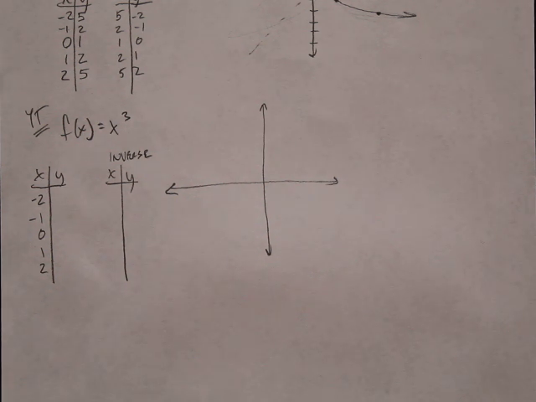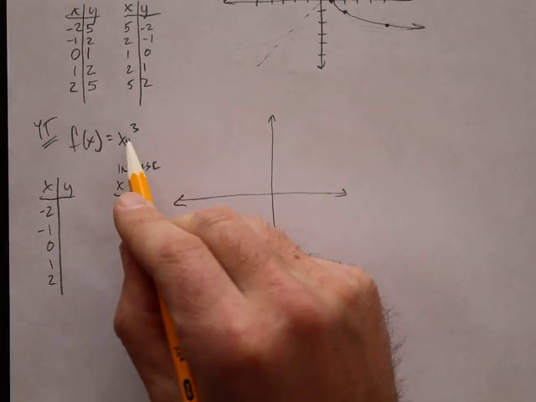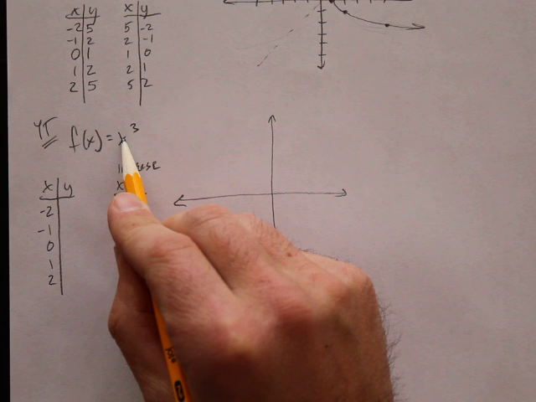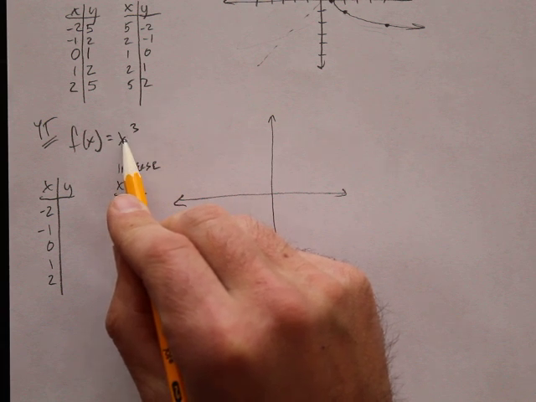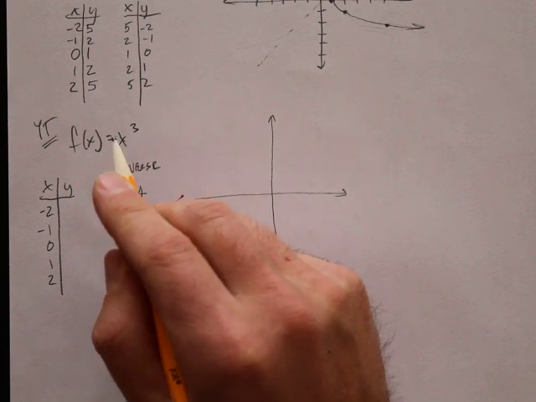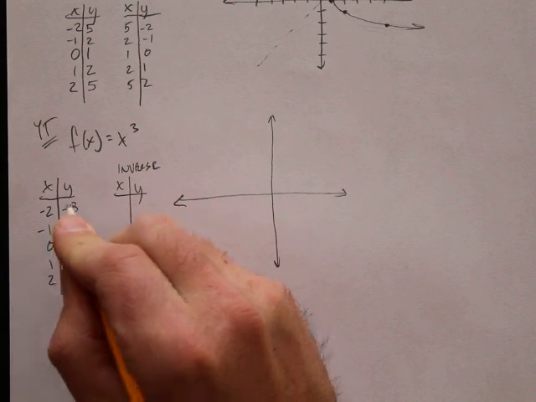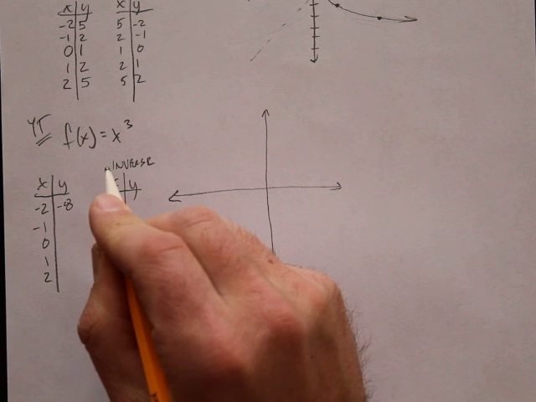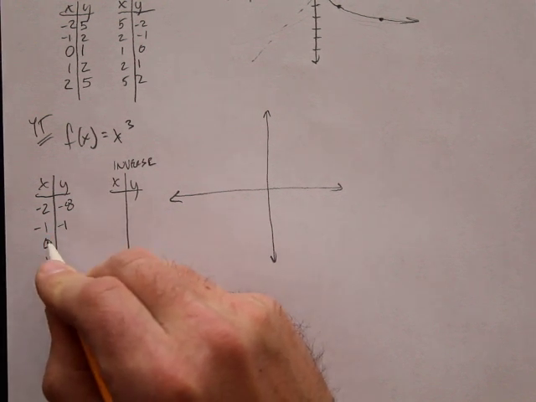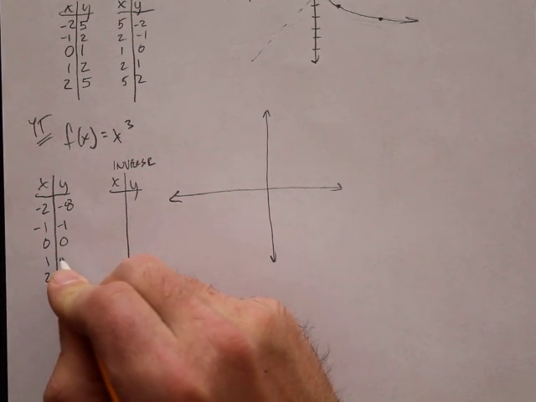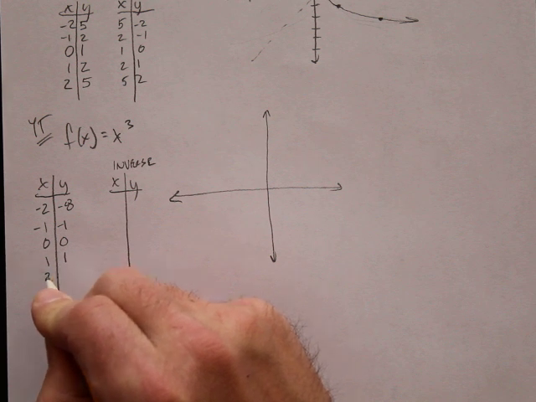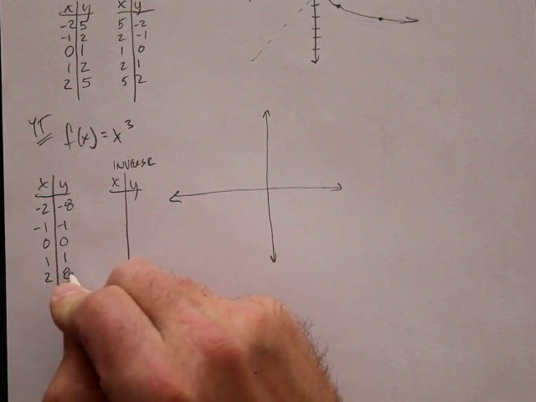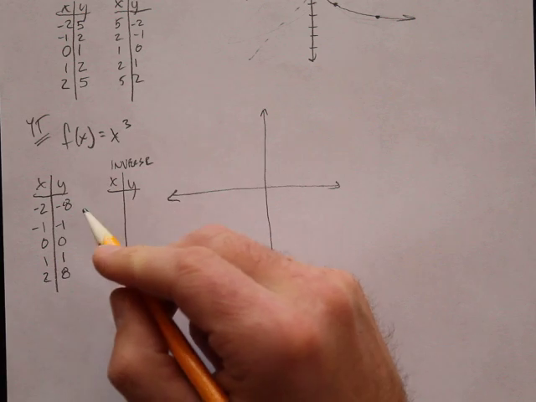All right, let's see how you did. -2 times -2 is positive 4. Positive 4 times -2 is -8. -1 times -1 is positive 1 times -1 is -1. 0 cubed is 0. 1 times 1 times 1 is 1. 2 times 2 times 2 is 8. All right, so that's that one.